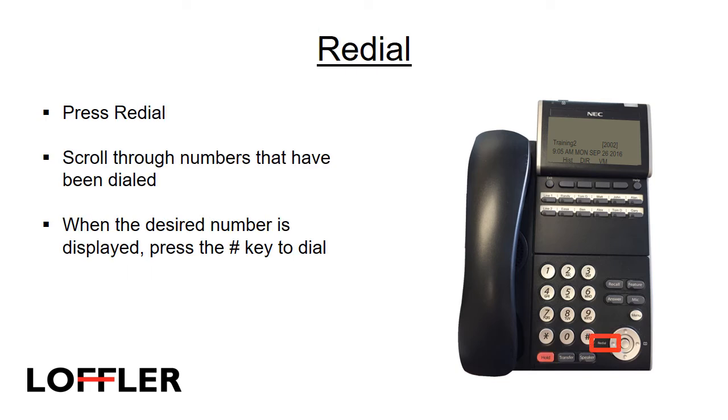To redial the last person you made a call out to, press the redial button on the navigational key. Scroll back through the numbers that have been dialed. When the desired number is displayed, press the star or pound to activate dialing.